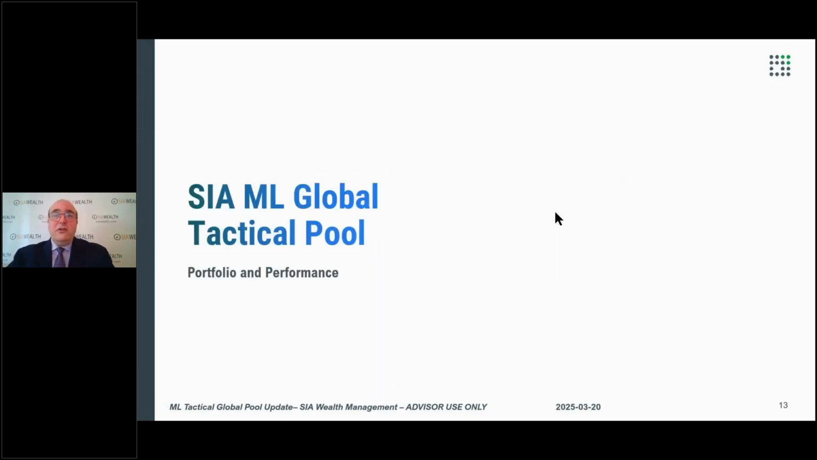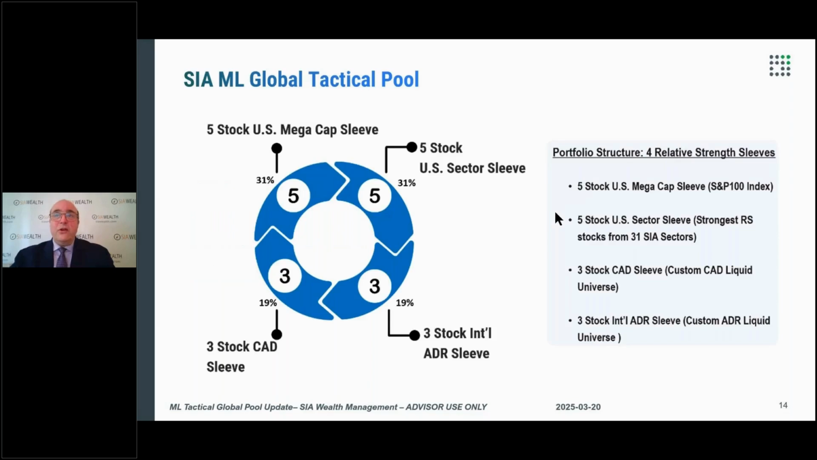Moving on, we're going to talk about the performance of the SIA ML Global Tactical Pool, and we'll start by explaining a little of what it's about. It's a portfolio structured using relative analysis and rules-based trading, and it's made up of 4 sleeves. There's a 5-stock US mega cap sleeve. There's a 5-stock US sector sleeve, which holds the strongest relative strength stocks from the 31 sectors I noted earlier in the sector scopes chart. Then we have a 3-stock Canadian sleeve and a 3-stock international ADR sleeve.